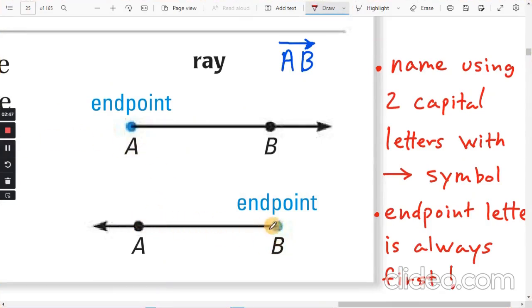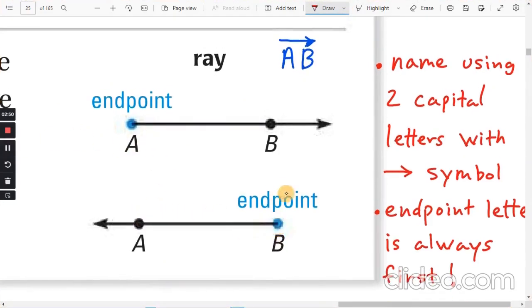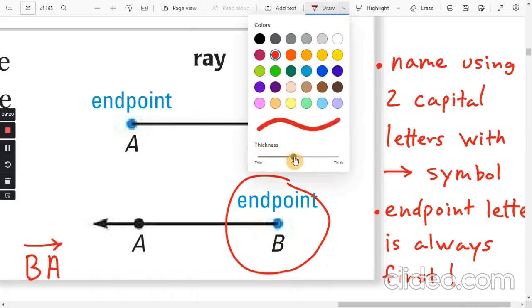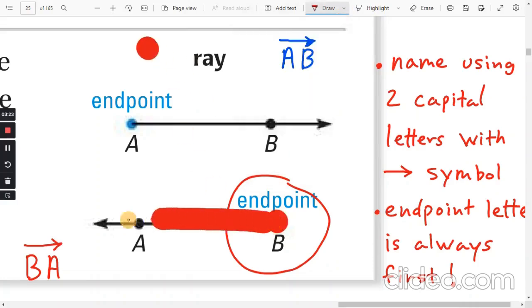Now this ray on the bottom is different. This endpoint is B, so we have to start with the letter B. And then we use any other letter on the ray. In this case, the only other letter is A. And again, we need to use this symbol on top of the 2 letters. Notice even though the ray points to the left, the symbol on top of the 2 letters points to the right. So this ray right here starts at point B, and then it goes forever in that direction.